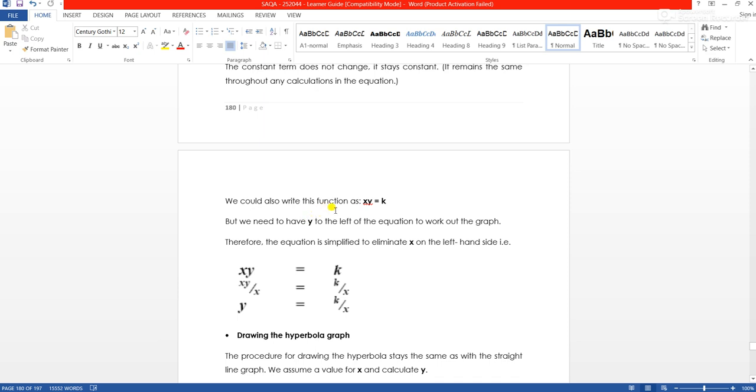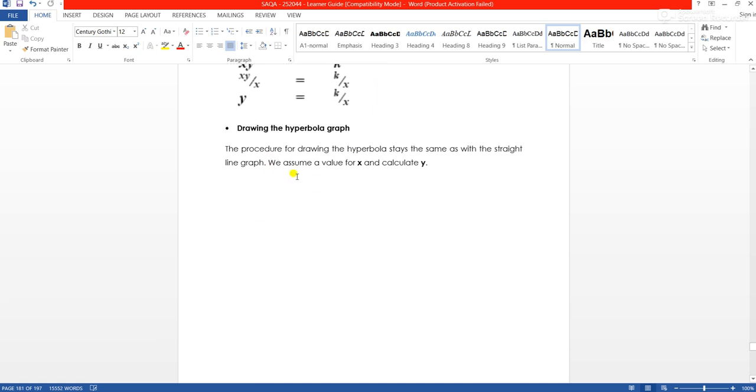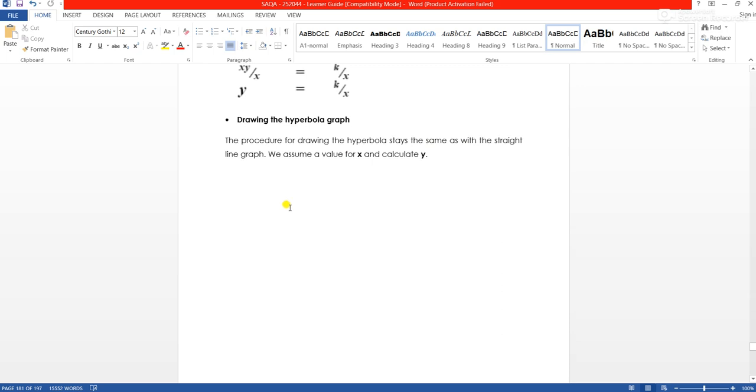Also, we can write this function as xy equals k, but we need to have y to the left of the equation to work out the graph. Therefore, the equation is simplified to eliminate x on the left hand side, as you can see on this. So drawing the hyperbola graph, the procedure stays the same as the straight line graph. We assume a value for x and y and we calculate.